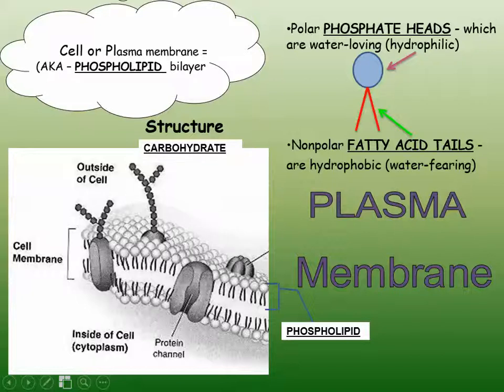The carbohydrate is almost always sticking out towards the outside of the cell, and that has to do with its function. Here we have an integral protein, and again, we'll go more into the functions of those later, but integral means that it's embedded. It's a protein, so we call it an integral protein, which means it goes all the way through the cell membrane. This is going to be called a peripheral protein. It's like your peripheral vision.